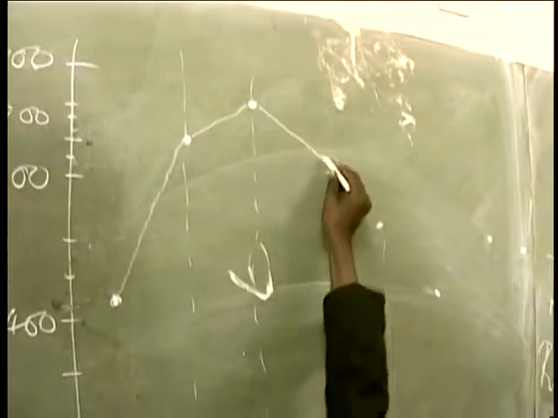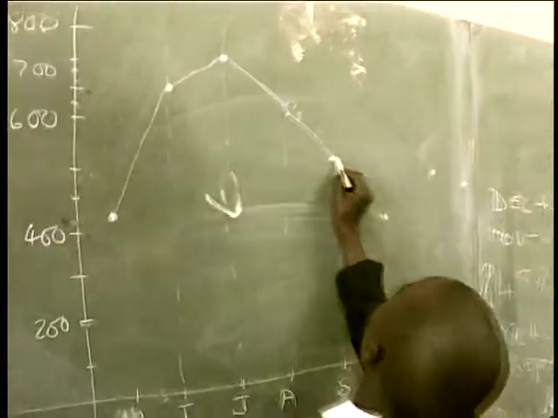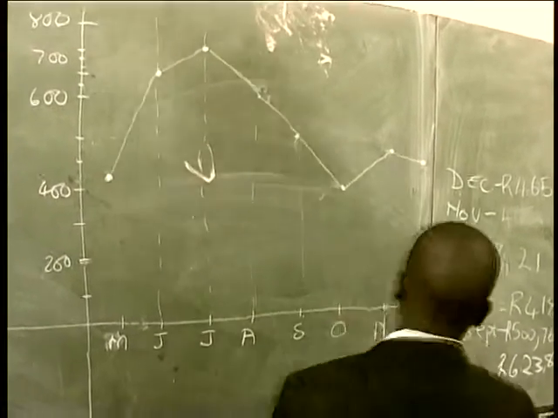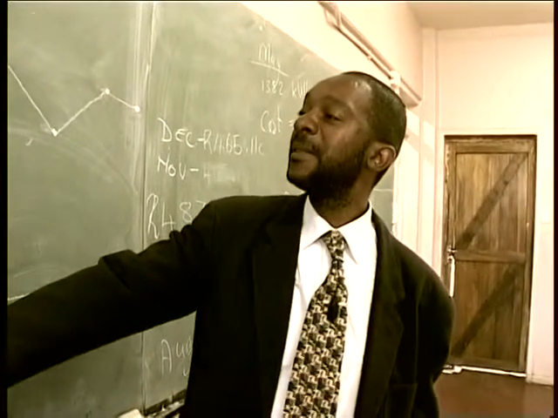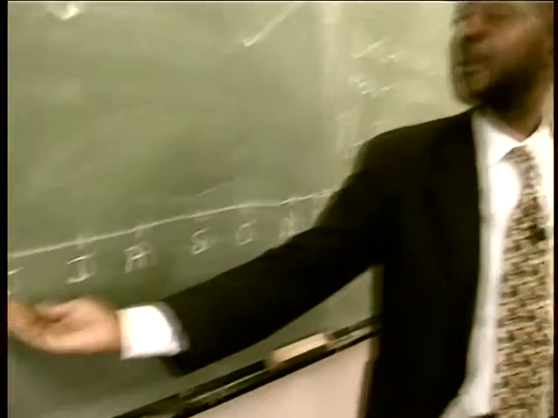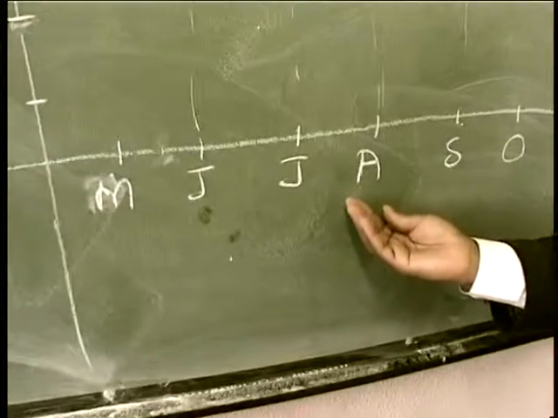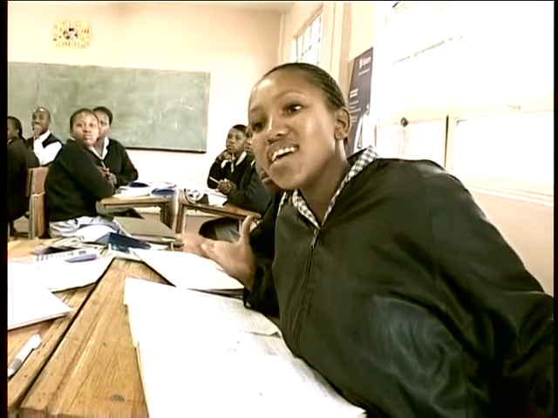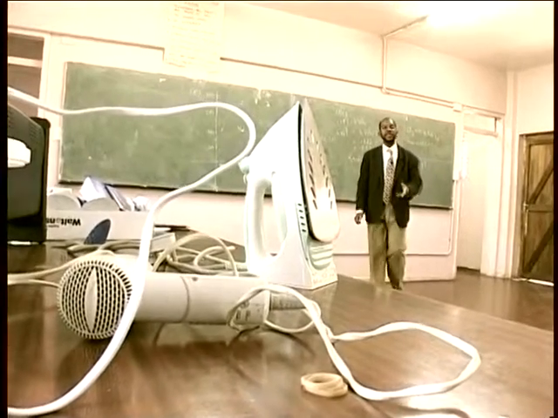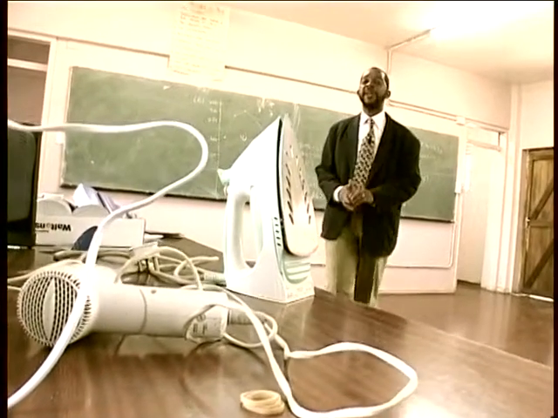From the graph, it is clear that the costs are much higher in June, July, and August. Why do you think the points are very high around June, July, and August? Because it is very cold and we use heaters, geysers, and stoves.